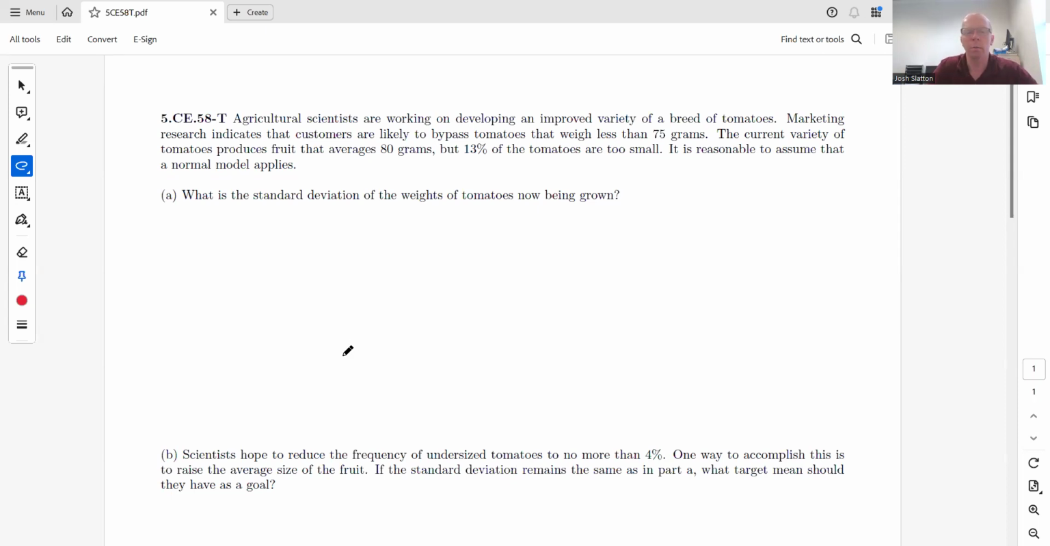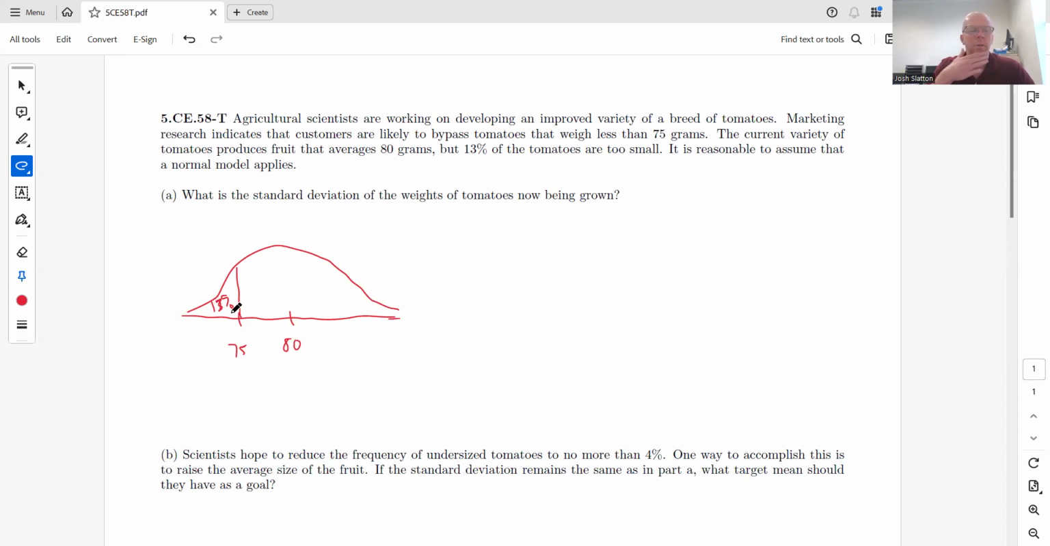In order to do this, we're going to start with the normal curve just to see what's going on. It might not be completely necessary to draw it, but I think it does help. It says the average is 80 grams, so the 80 grams is going to go in the middle. That's our mean. And then they're likely to bypass tomatoes that weigh less than 75, and 13% are too small. So if we go over here to 75, we know that 13% are going to be below 75.